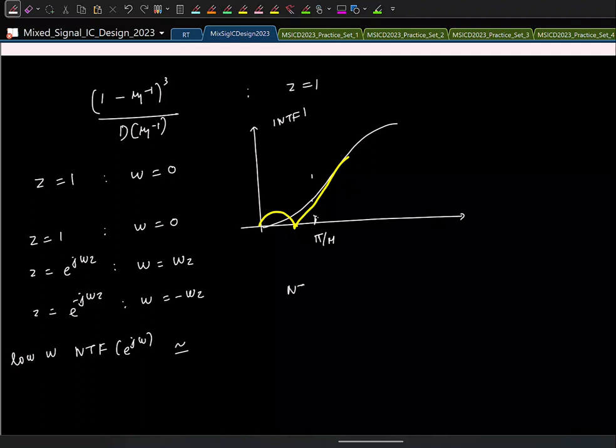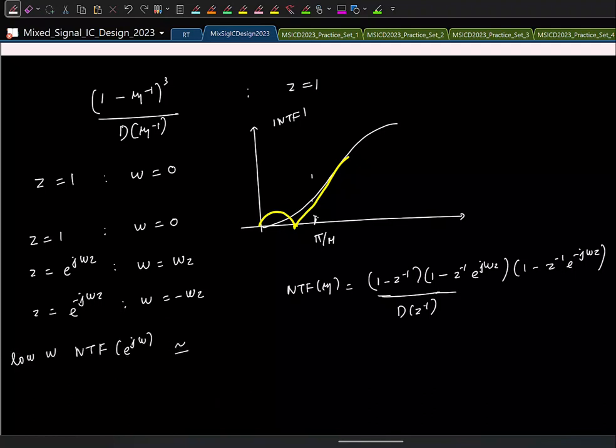Or let's write it first. Let's say I'll write the NTF directly, NTF of z, right? What is it? I have one zero at z equal to 1, one here, one here. So I'll have D of z, let's forget about that. What is the numerator? 1 minus z inverse. Then 1 minus z inverse into e to the power of j omega z. Is that fine? And one more at 1 minus z inverse e to the power of minus j omega z. That's all.